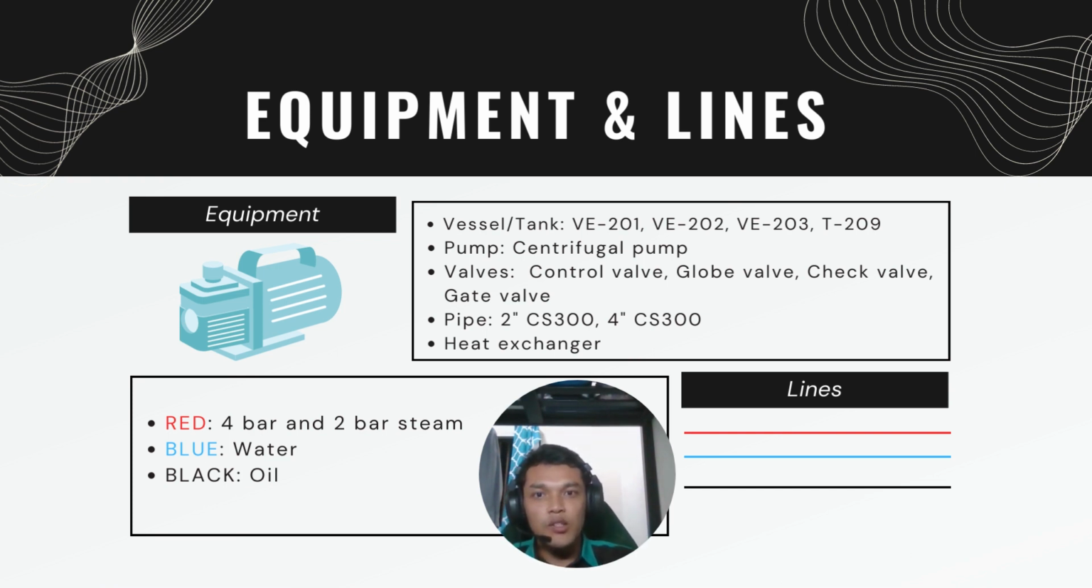And lastly, the equipment for this project is a heat exchanger. Next, for lines, we have three colors of line, which are red, blue, and black. The red color will represent 4 bar and 2 bar of steam. The blue one will represent water, and lastly, the black color will represent oil.